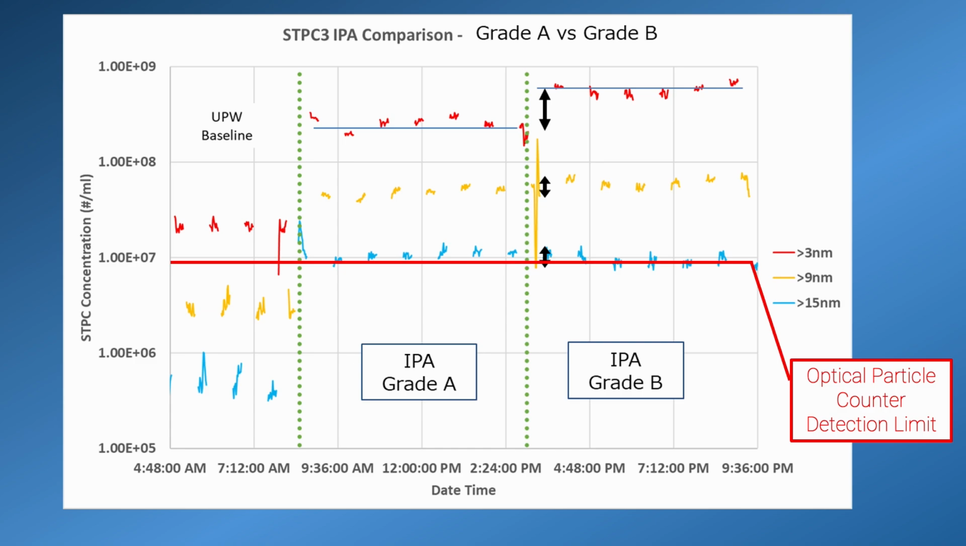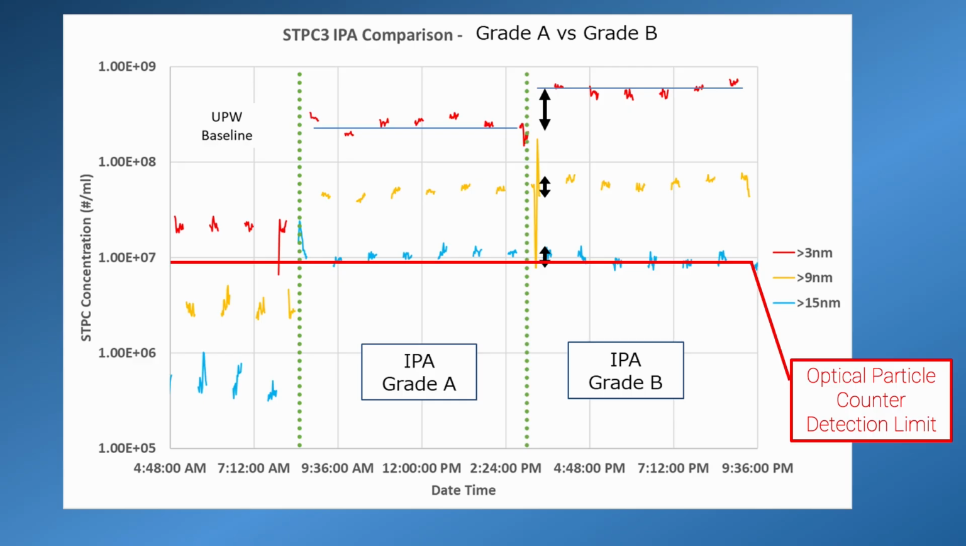Looking at just the 15 nanometer and above particle counts shown in blue, the 2 samples look very similar and could be graded as the same quality. This is a similar measurement to results from an optical particle counter that has a detection limit of around 20 nanometers.